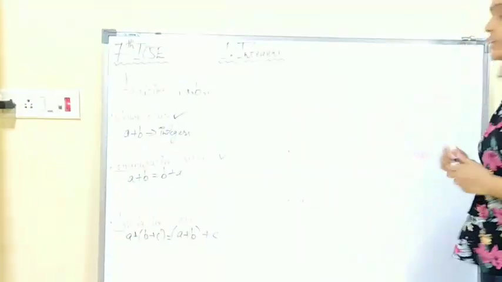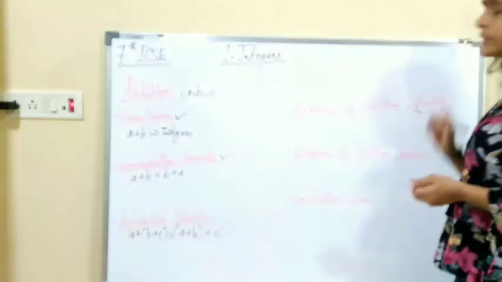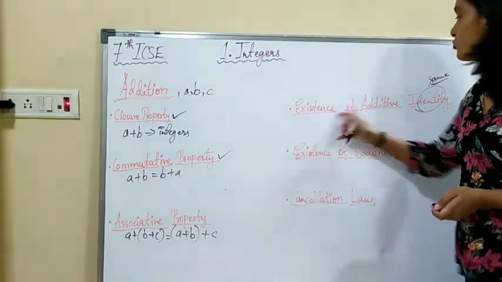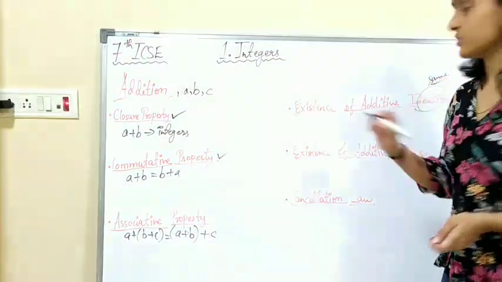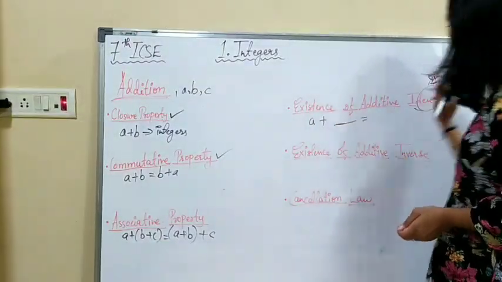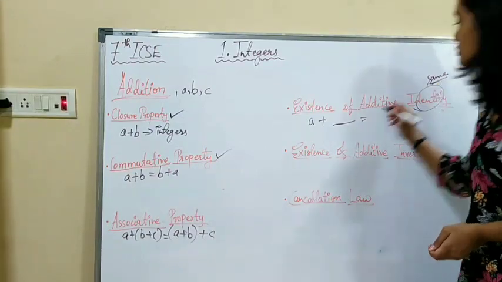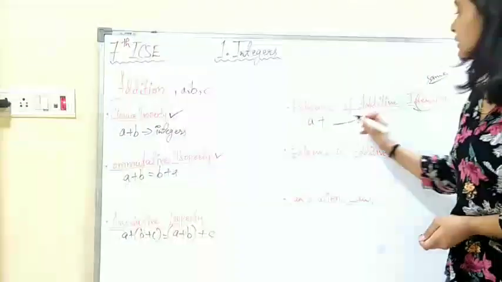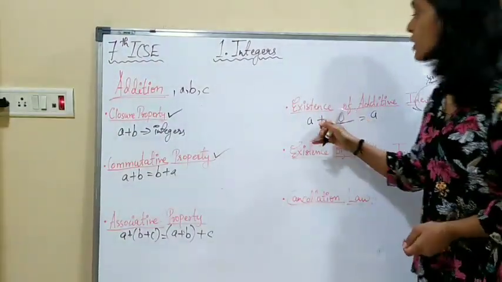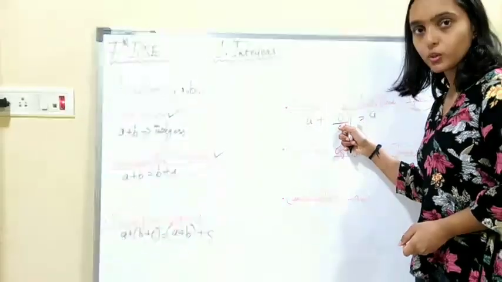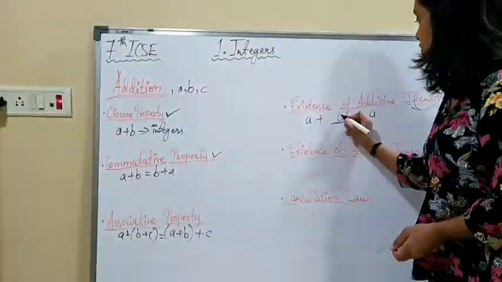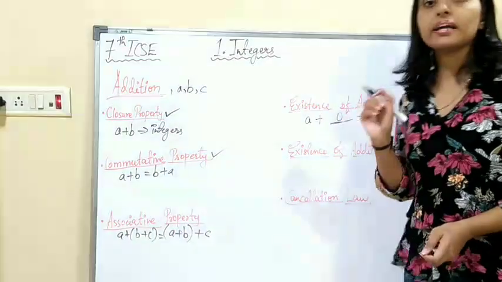Now, existence of additive identity. What is identity? Identity means same. So what should be added? If you have any integer, say a, then what should be added to a to get the same integer, that is, to get a again? Then the additive identity is 0. That is, to any integer, if you add 0, then you get the same integer again. So 0 is called your additive identity.